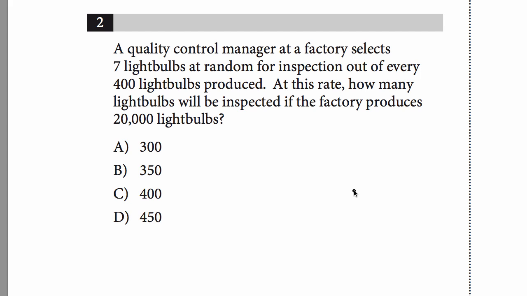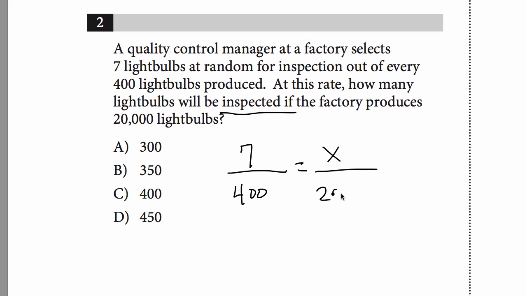All right. A quality control manager at a factory selects 7 light bulbs at random for inspection out of every 400. At this rate, how many light bulbs will be inspected if the factory produces 20,000? So this is a simple proportion, right? 7 inspected for every 400 produced. How many light bulbs will be inspected? We don't know. For every 20,000 produced, right? So I can just cross multiply. So 400x equals 7 times 2 is 14 with 4 zeros.